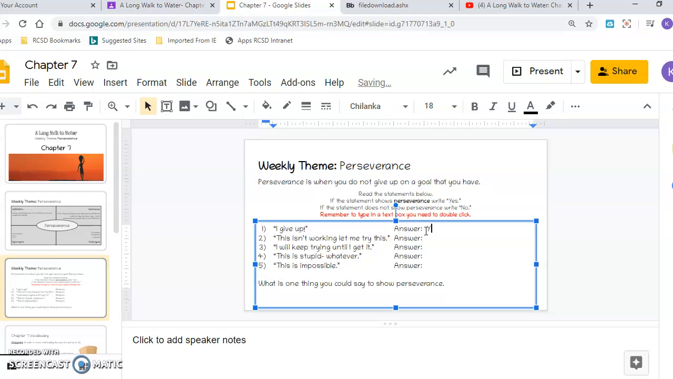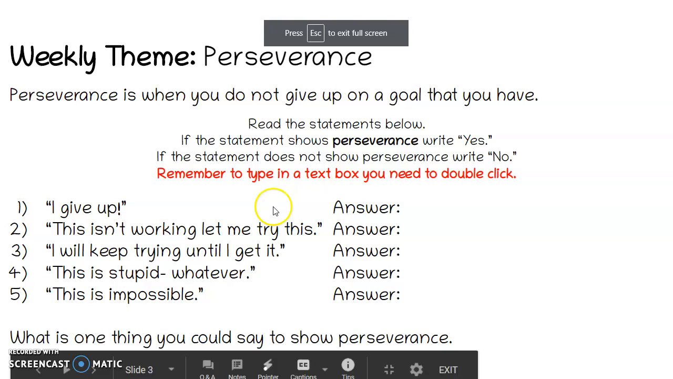Or if you think no, you're gonna write no. And then I'm gonna go down to the next one. I'm gonna write yes. Or I'm gonna write no. Okay? All right, but those are just some examples. Okay, I give up. Does that show perseverance?